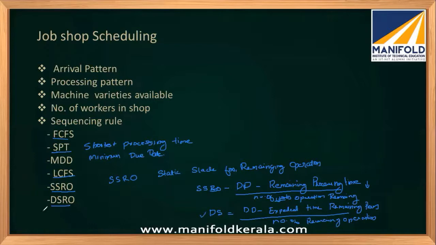I want you to understand that there are plenty of rules which can be applied, or it could also be to reduce the makespan. So those kinds of rules are also there. We will see the most important ones, and when we discuss the problems, we will see them in detail.